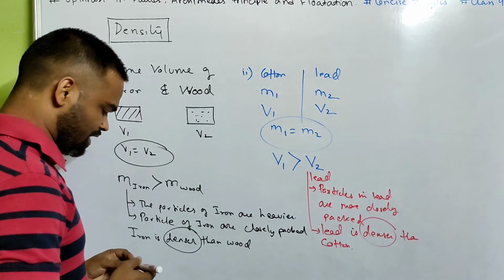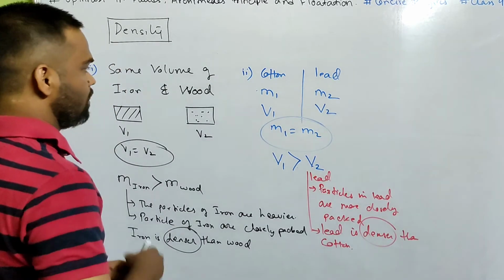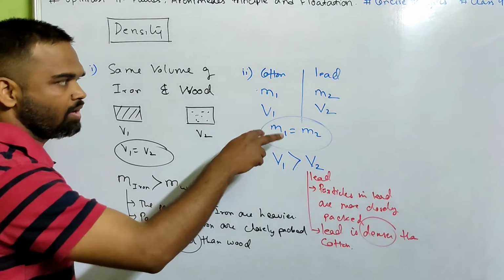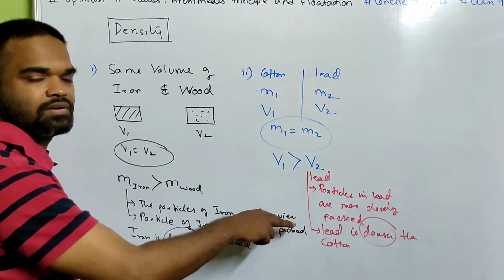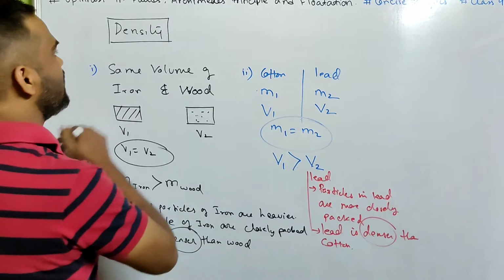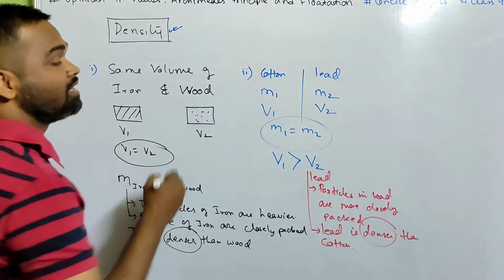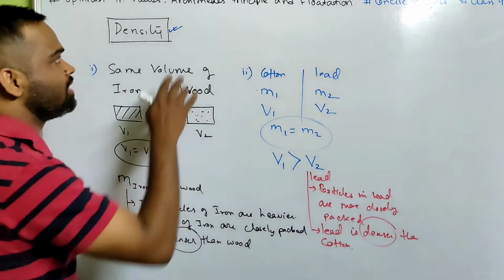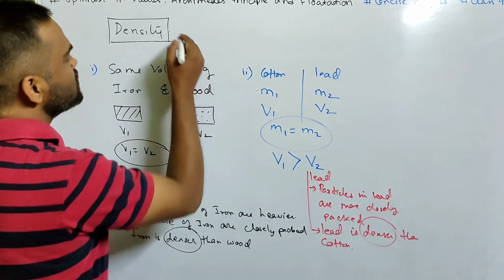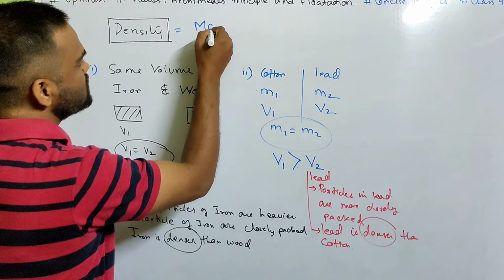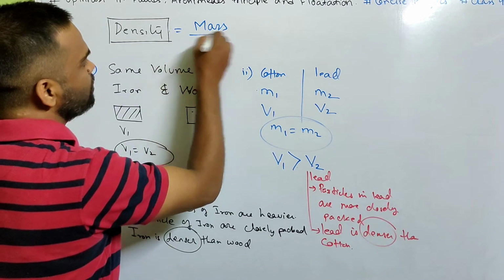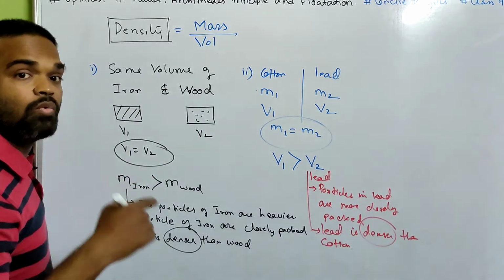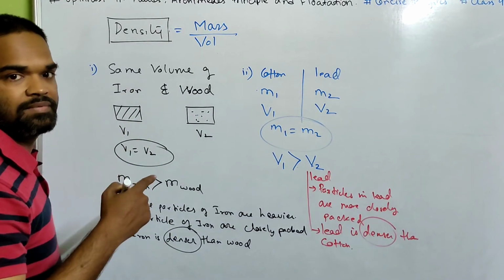So in this scenario we saw that two bodies have the same volume but the masses are different, and two bodies have the same masses but the volumes are different. This can be explained by density. Density is equal to the mass of a body divided by the volume occupied by the body. Mass by volume is known as density.